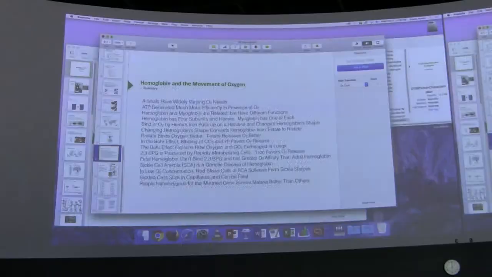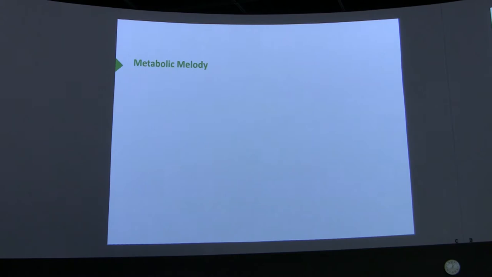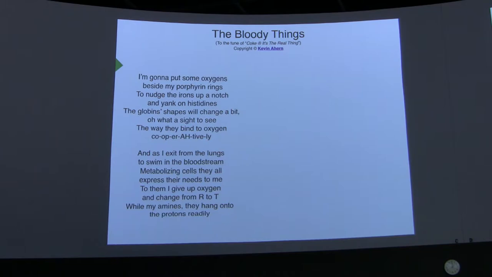To summarize hemoglobin, I have yet another song. I thought we would go through that. And then we'll dive into techniques. It's called The Bloody Things. It's to the tune of the old Coke, It's the Real Thing song. Nobody in here is probably old enough to remember that, but bear with me. And I've got to turn it on, as I always forget.